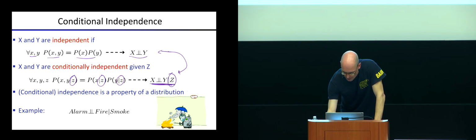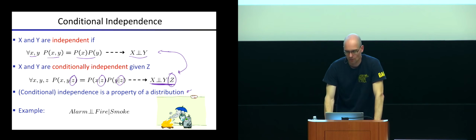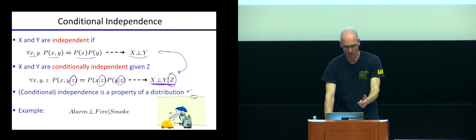Conditional independence is a property of a distribution. So when somebody gives you a distribution, you can go check. You can check all those conditions and see if they're true. Then you can claim independence or conditional independence.